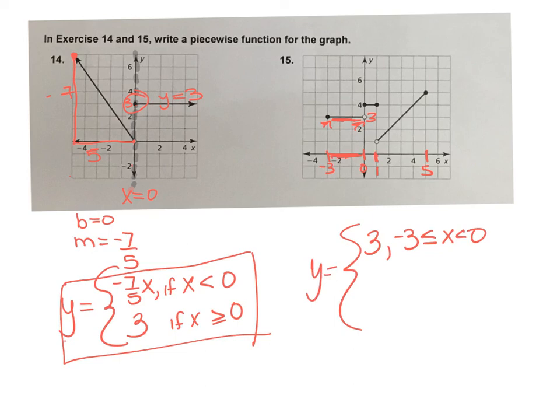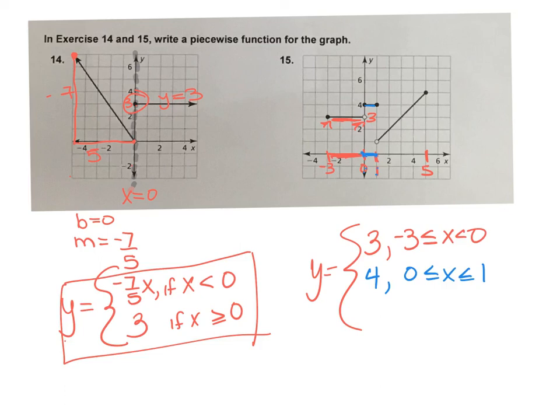And then the next set is equal to 4. This one's at 4. And it's from 0 to 1. And it's both closed circles, so 0 less than or equal to x less than or equal to 1. That's in between these values. And they're closed circles, so they're both equal to.